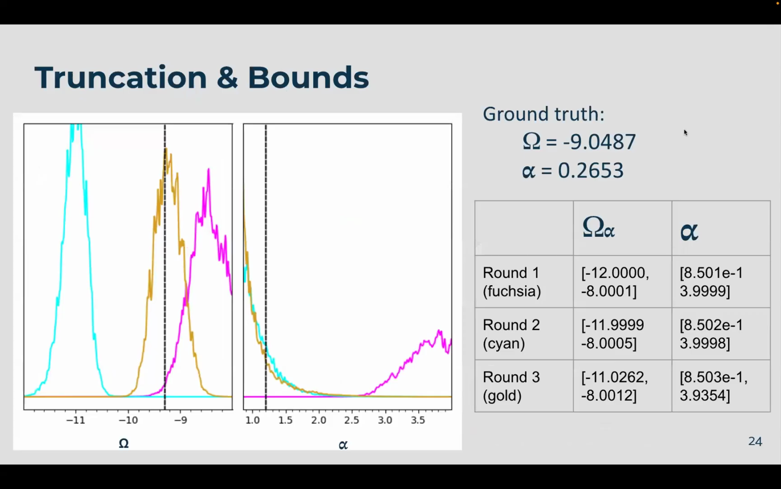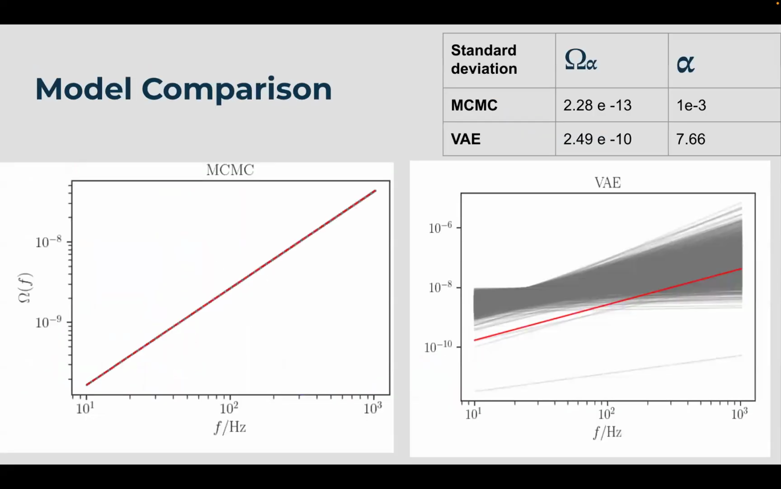So truncation and bounds, this is the T part that we want to talk about. The ground truth is up at the top, and the black dashed lines on each plot represent the ground truth. Our round 1 is shown in fuchsia, round 2 is shown in cyan, and round 3 is shown in gold. And you can tell that it recovers omega quite a lot better than alpha, and you can see how the bounds change over the rounds.